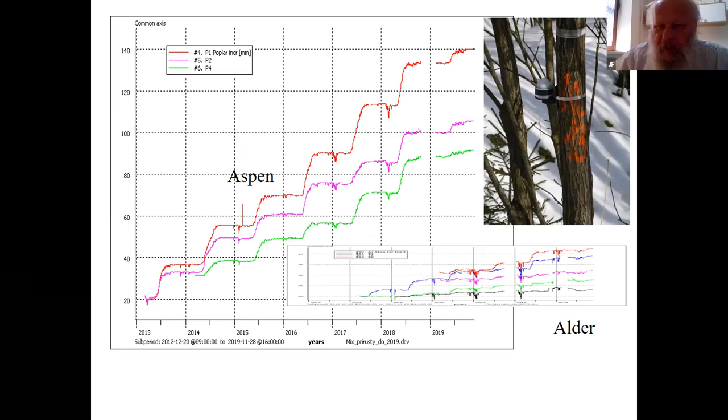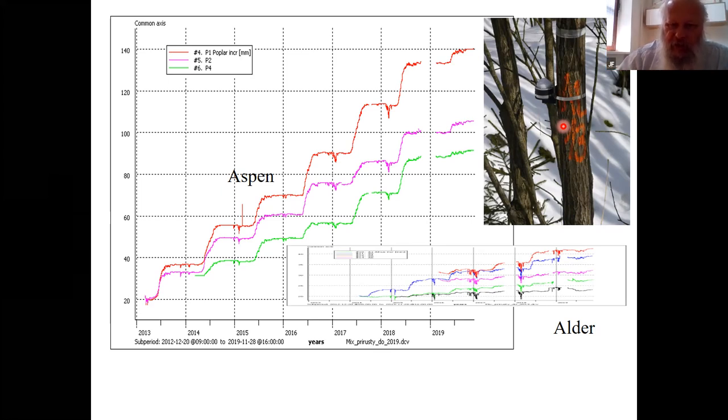I already mentioned that these trees in reclamation, when they are 30 years old or older, might not grow much faster than these successional trees. This is an example of that. We have this fancy sensor here, which allows us to measure tree growth basically every day. And this is basically how much the tree circumference increased throughout the season from 2013 to 2019. And we have that for aspen and alder. I actually made the alder figure in a way that the x-axis has the same scale.